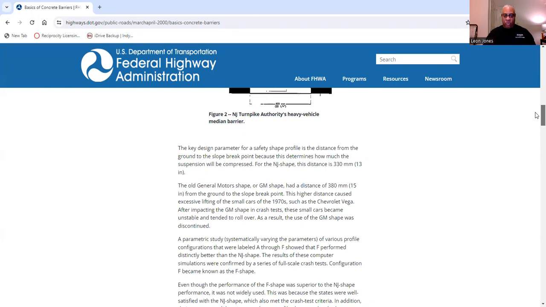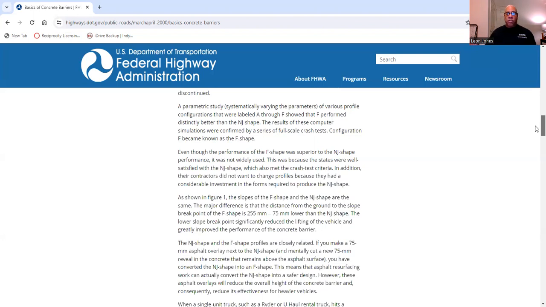And after that, a parametric study systematically varying the parameters of various profile configurations, labeled A through F, showed that F performed distinctly better than the NJ shape. Now, the results of these computer simulations were confirmed by a series of full-scale crash tests. So configuration F became known as the F shape. Even though the performance of the F shape was superior to the NJ shape, it was not widely used. This was because the states were well satisfied with the NJ shape, which also met the crash test data. In addition, their contractors did not want to change profiles because they had a considerable investment in the forms required to produce the NJ shape.